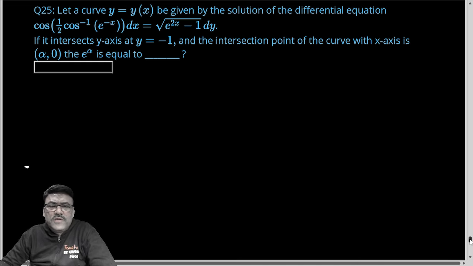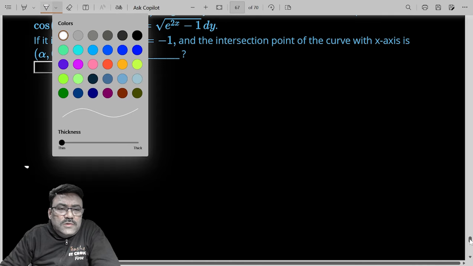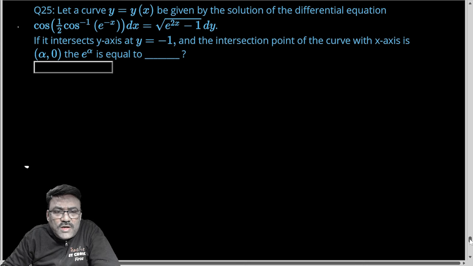So basically I have to get the curve first. Now to get the curve, let's substitute this half cos inverse e raised to minus x as theta. So I can write the differential equation as cos theta dx is equal to under root e raised to 2x minus 1 dy.